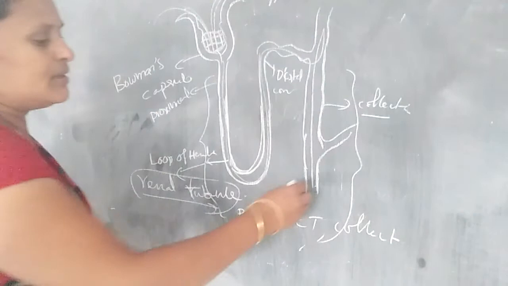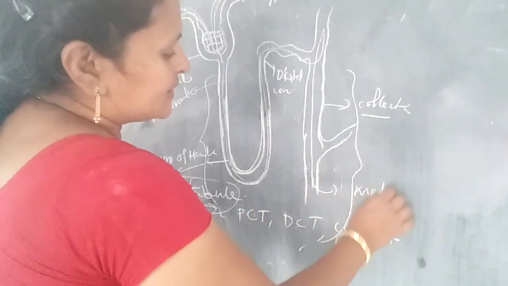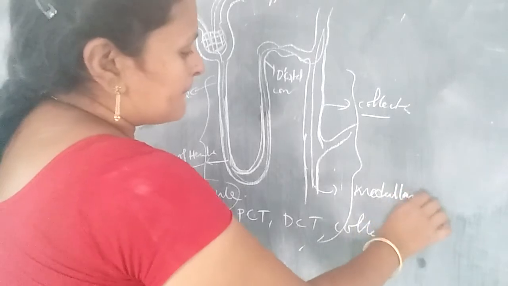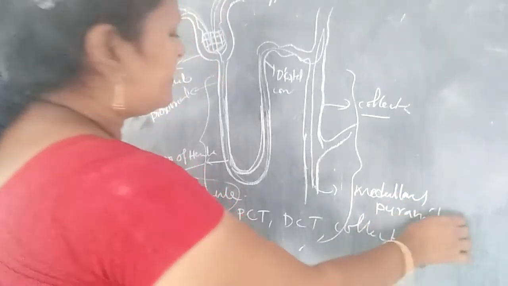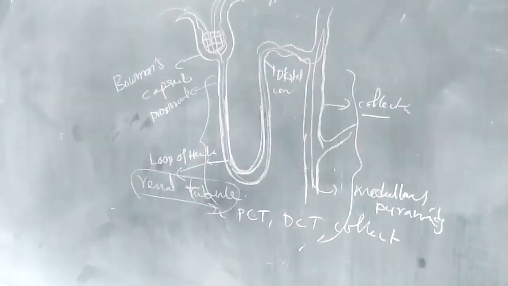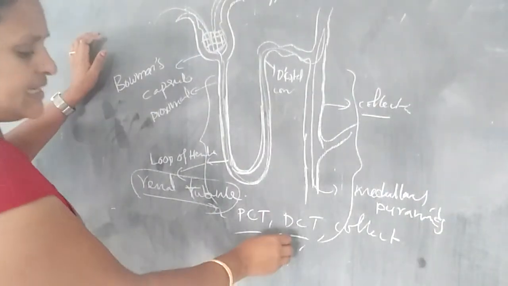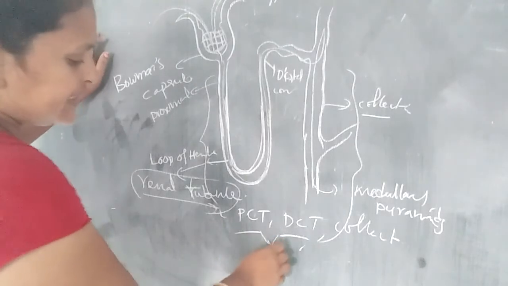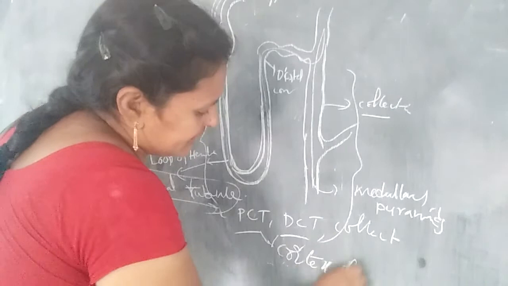The collecting duct opens into the medullary pyramids. The PCT and DCT are both present in the cortex of the kidney.